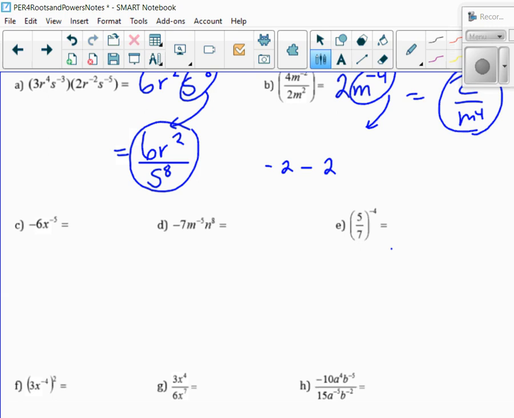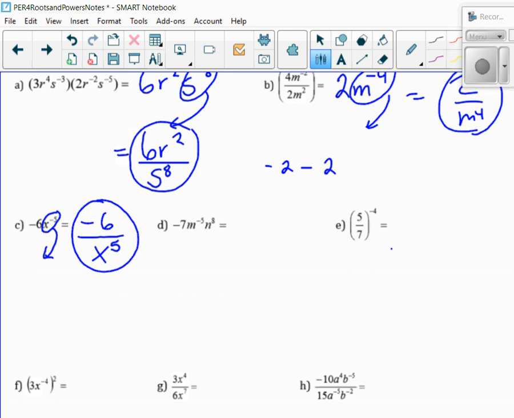Negative 6x to the power negative 5. What do I do there? What's not acceptable in this? The negative exponent. The negative exponent is only going to the x, so how do I make it positive? That's where I flip it down to the denominator. So negative 6 is still going to be on top. What's going to be on the bottom? x to the power 5. And sometimes that's all you do.